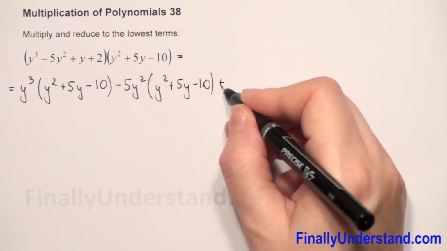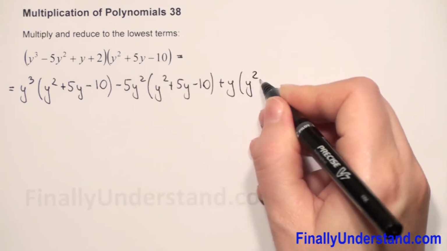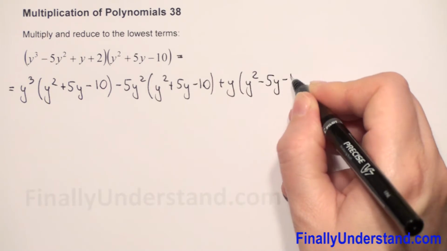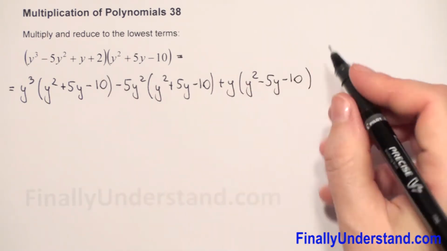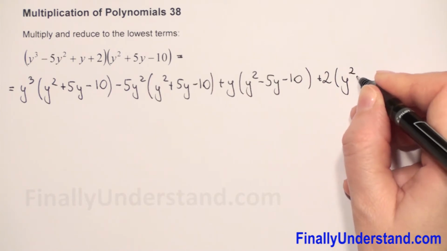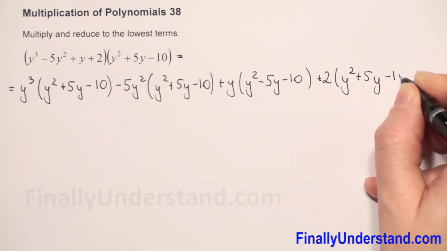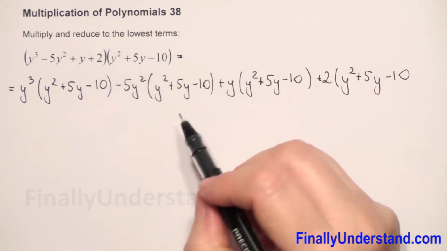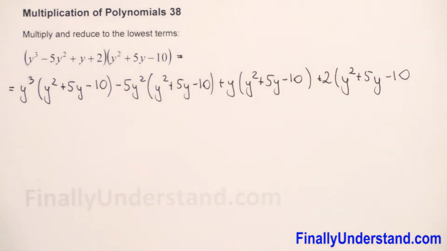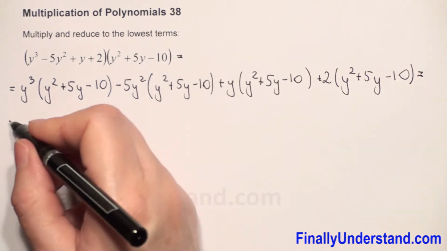Next we have positive y times the whole expression in the second parenthesis. And last we have positive 2 times the whole expression in the second parenthesis. Of course we have positive 5 in the parenthesis. So close the parenthesis. This is equal.